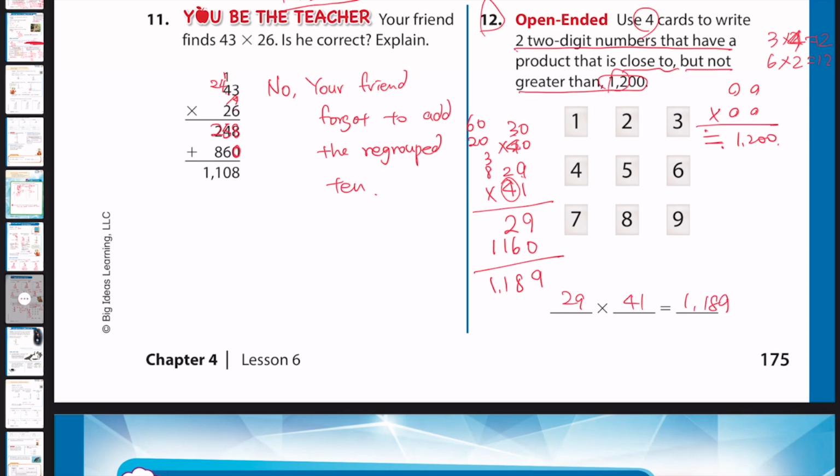If this product is greater than 1,200, maybe I need to move this lower. I'm going to lower this number to 28, right? Yeah, that way you can try, okay? So apply and try, guys. Try and apply. Okay, and then check.